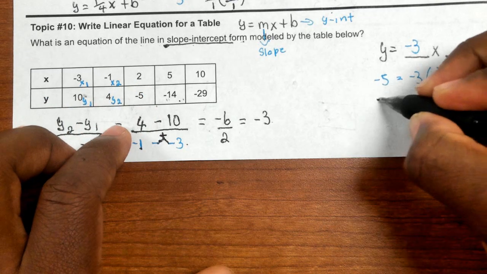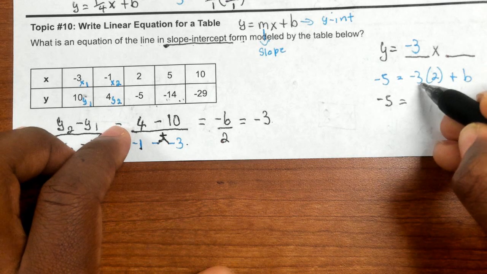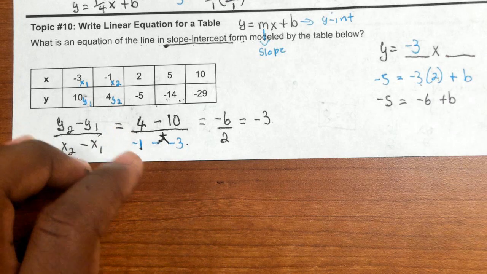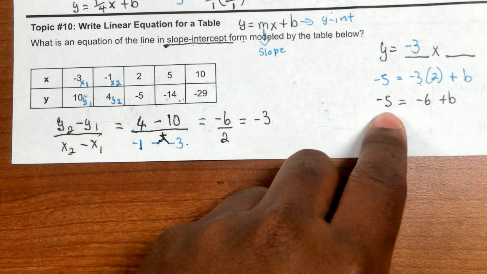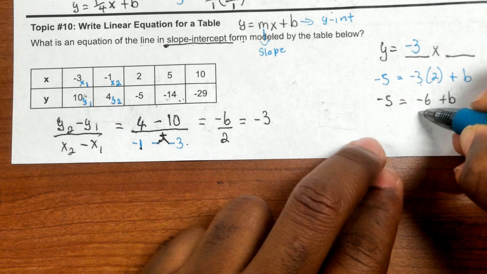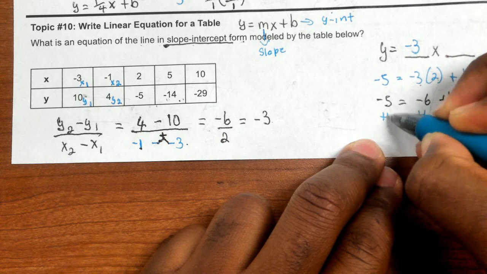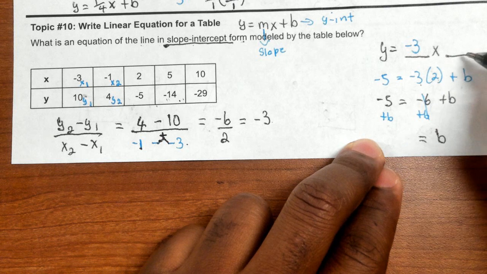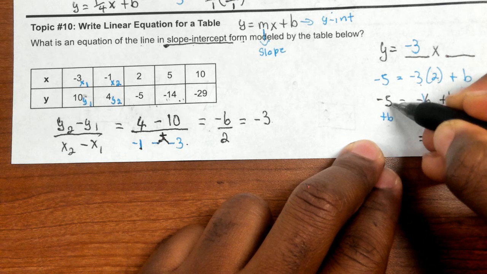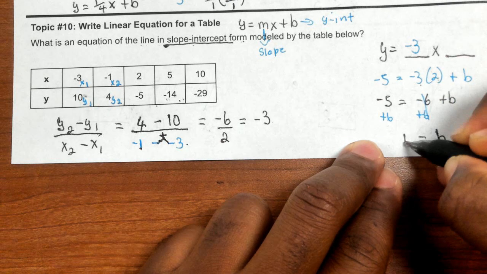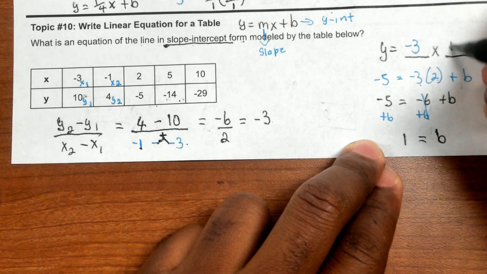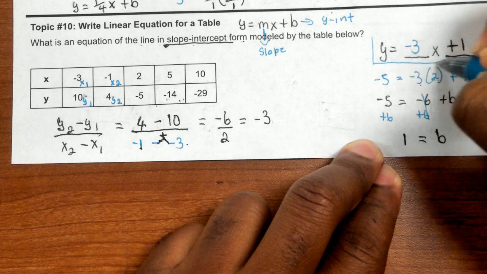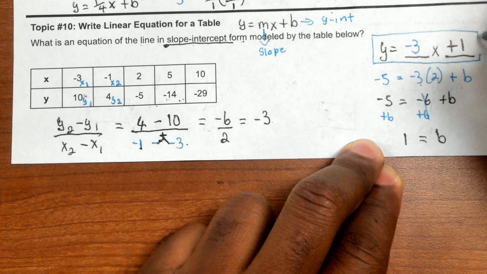So I would now have -5 is equal to -3 times 2, which is -6. Now I would move the -6 to the other side to get the b all by itself, so I would add 6 to both sides. Your b value, the missing value we're trying to find, would be -5 plus 6, which is +1. So your b value would be +1, and that would be the equation for this table.